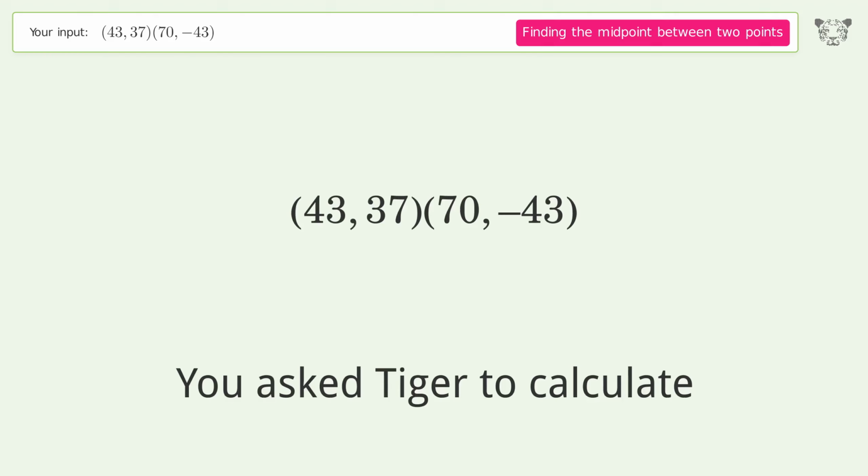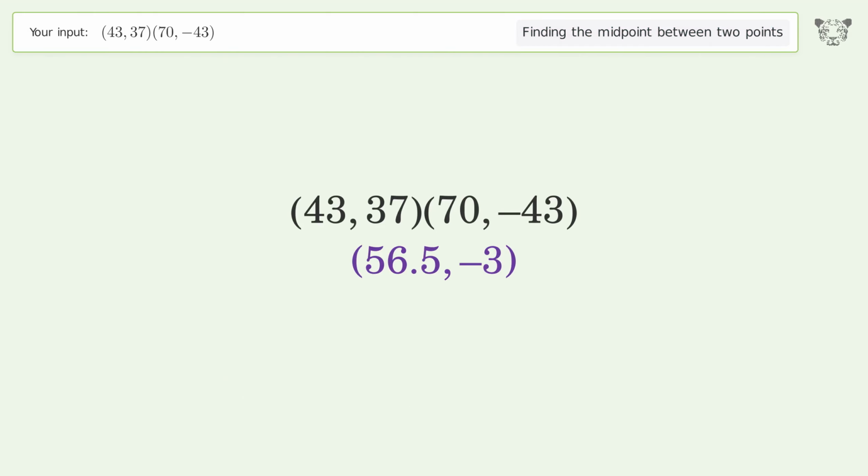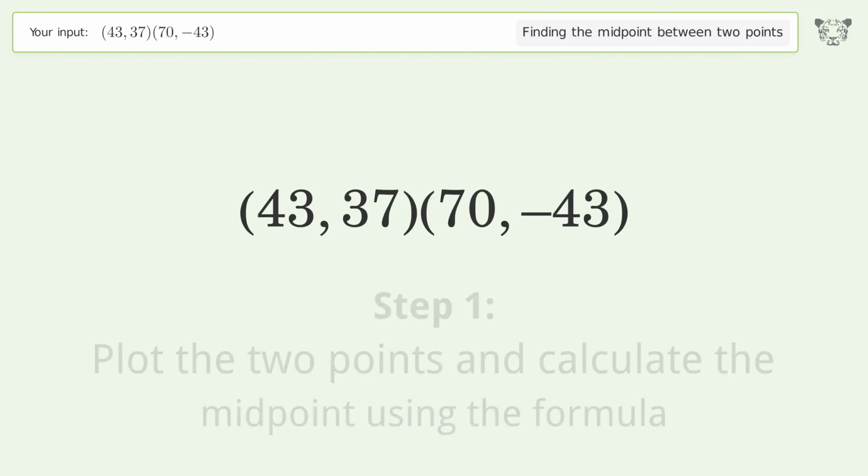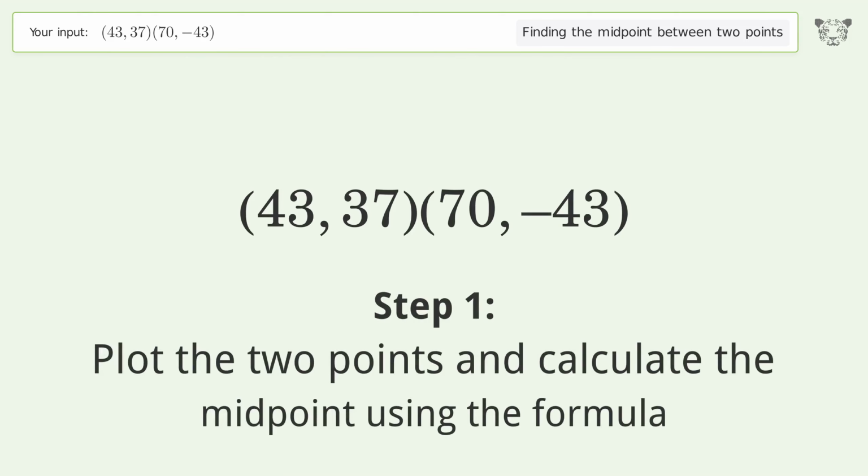You ask Tiger to calculate. This deals with finding the midpoint between 2 points. The midpoint between the 2 points is 56.5, -3. Let's solve it step by step. Plot the 2 points and calculate the midpoint using the formula.